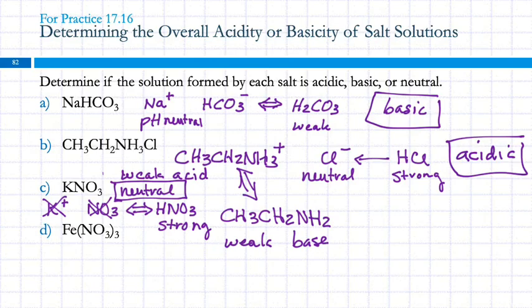Now this last one, I have Fe3 plus and NO3 minus. Well, has NO3 minus changed its qualities since we did part C? No. This is still the anion of a strong acid. It's neutral. Nothing. What's this guy? He's one of those two special ones we need to remember. Small, highly charged, so that's acidic.